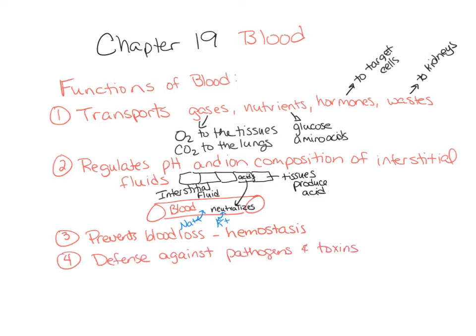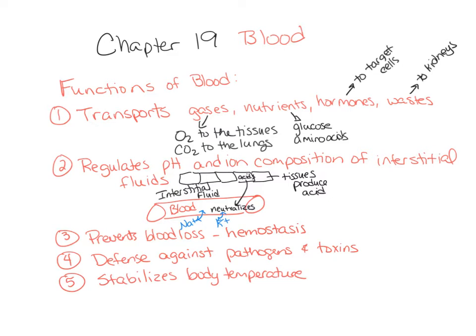The fourth function of blood is to defend the body against pathogens like bacteria and viruses, as well as the toxins that these pathogens might secrete. The blood contains white blood cells and antibodies, and these things will fight infections and foreign organisms. So we'll talk about that during this chapter as well.